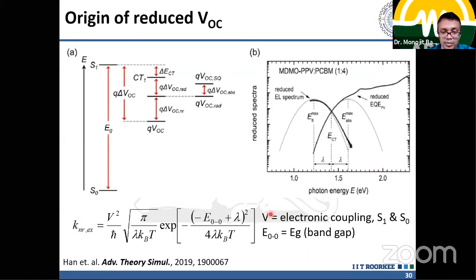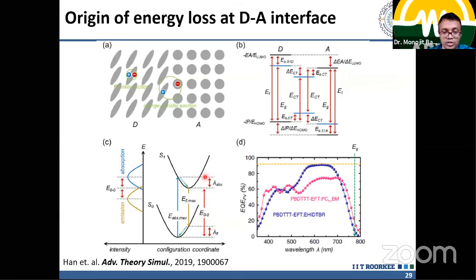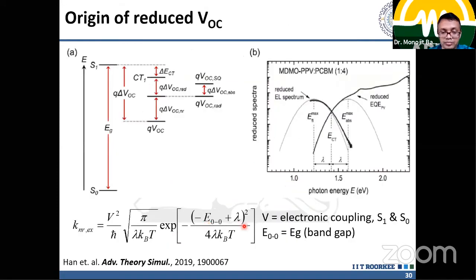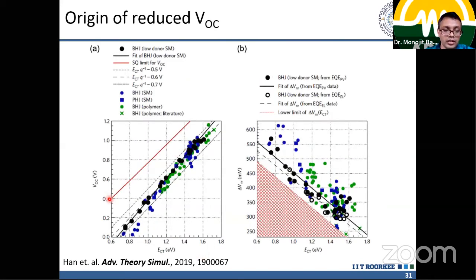So this is the typical structure. This is called electronic coupling in this equation. And this is the shift you can see here. E00 is basically the shift between the excited state and the ground state energy, right? And so on. So in this graph, you can see this is the theoretical prediction of what the open circuit voltage should be as a function of charge transfer state energy. This is the theoretical limit. And what you get is somewhere almost like 0.2 to 0.3. So this is like 0.4. So you get around 0.2, 0.3 eV less voltage.